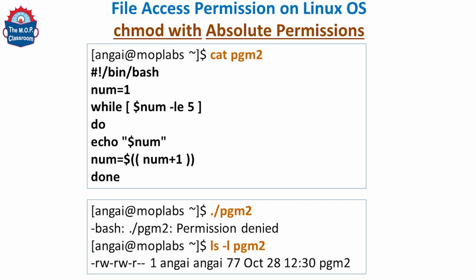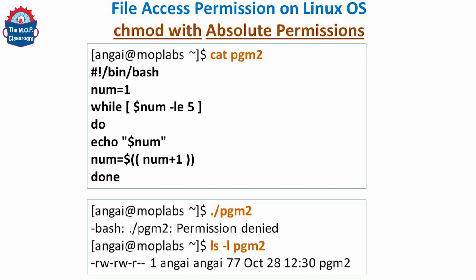So, ./pgm2, if I give that, it says permission denied, because by default for anybody the execute permission will not be given, because that is for security purposes. So, now I am unable to execute because I do not have execute permission on the file pgm2. Let me check whether there is no execute permission. I have given the command ls -l pgm2. If you see here, for the user there is no execute permission, for the group also there is no execute permission, and for others there is no write and execute permission.